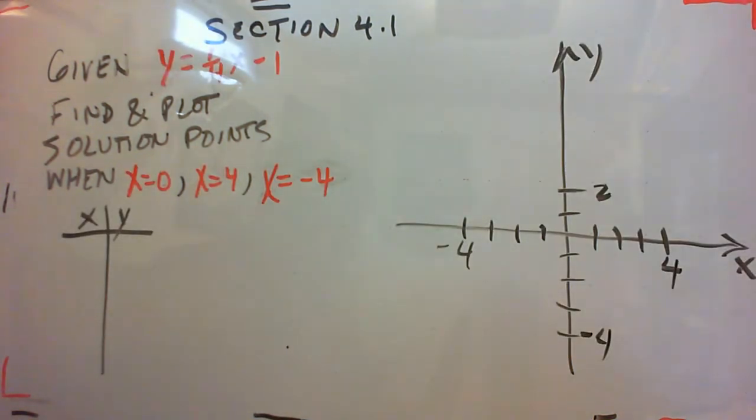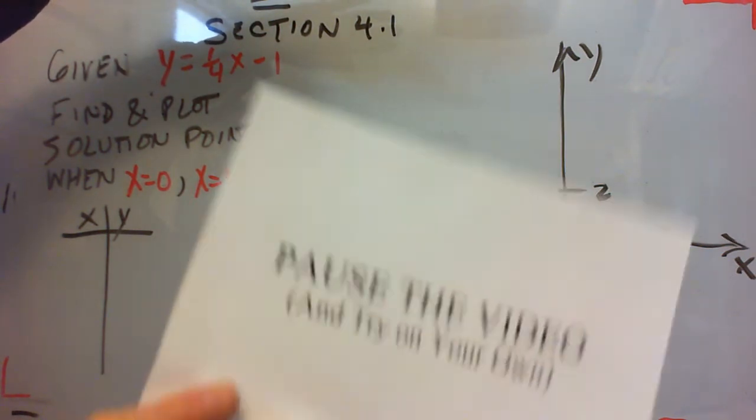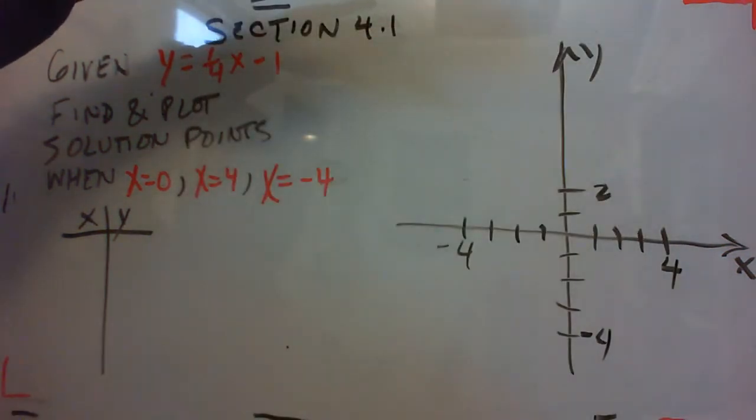Okay, here's a problem for you to try. Given y equals 1/4 x minus 1, find and plot solution points when x equals 0, x equals negative 4, and x equals positive 4. So y equals 1/4 x minus 1. Okay, pause the video and try it on your own.